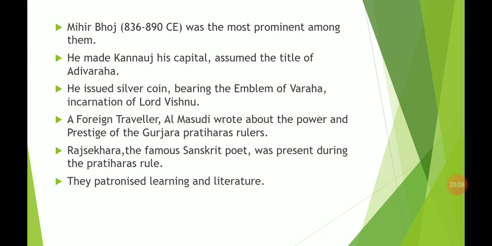Mihir Bhoj ruled from 836 to 890 CE, and he was the most prominent among all of the rulers of the Gurjars and Pratihars. He made Kannauj his capital and assumed the title of Adi Varah. Why did he adopt it? Because he was a devotee of Lord Vishnu, and he worshipped the incarnation of Lord Vishnu, that is Varah. So because of it, he titled himself Adi Varah.